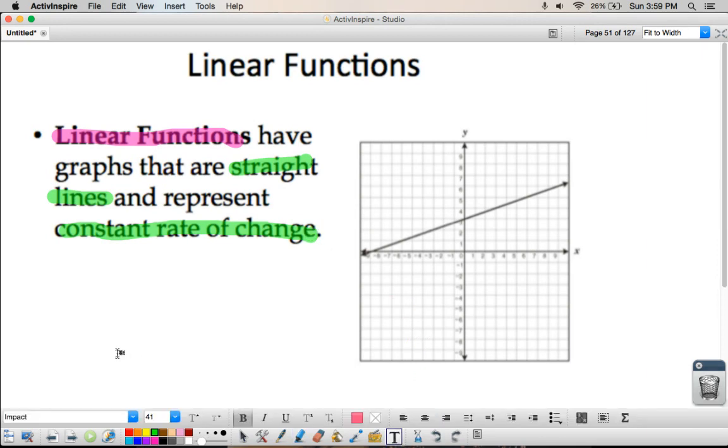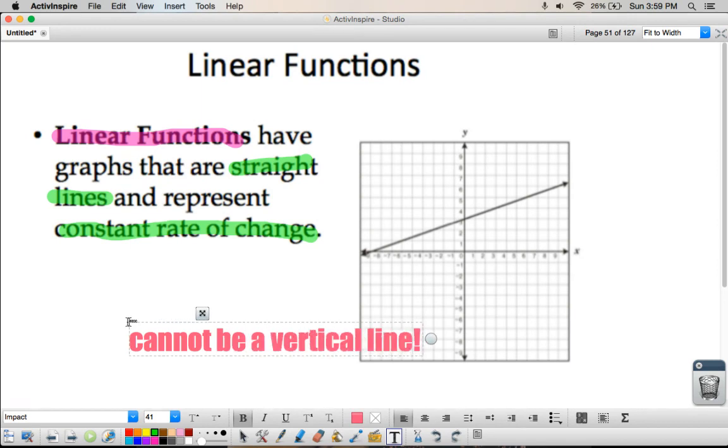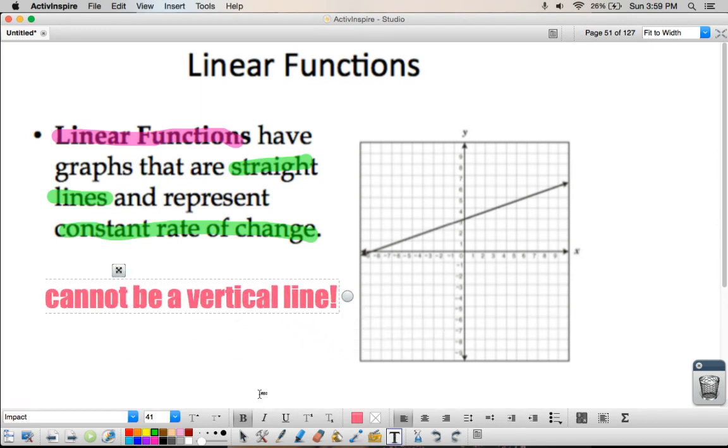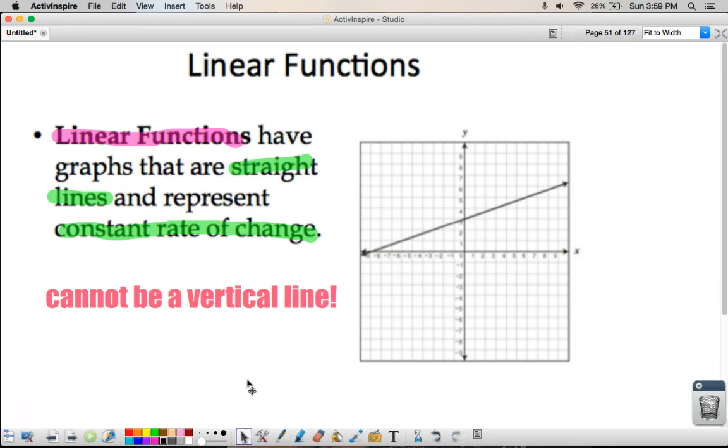Another thing that I want to point out is that it cannot be a vertical line. So it can be a straight line, but it can't be a vertical line. We just talked about how a vertical line can't be a function. So if it's not a function at all, it can't be a linear function.